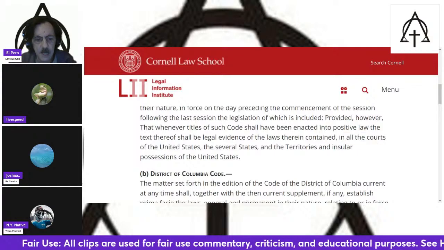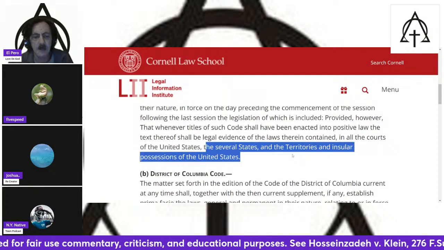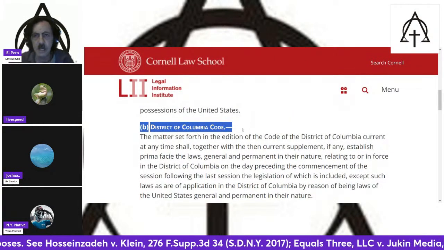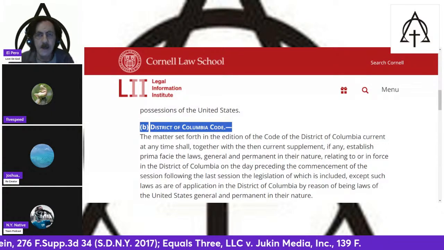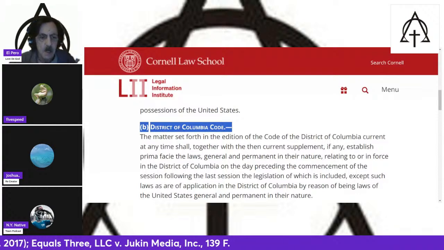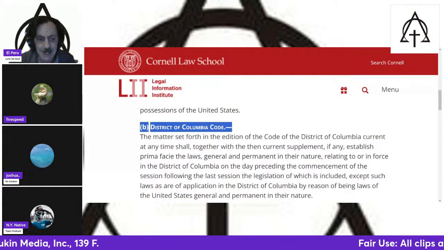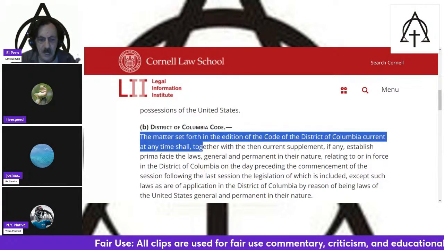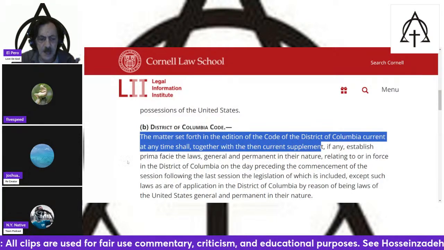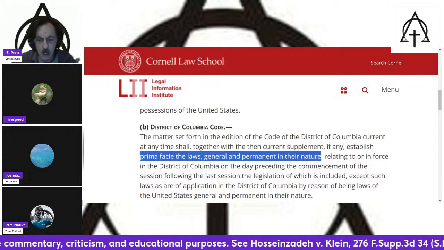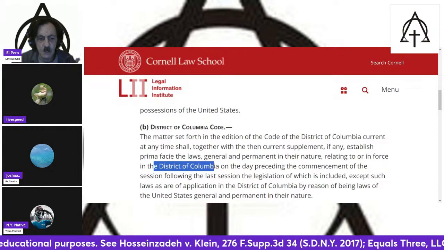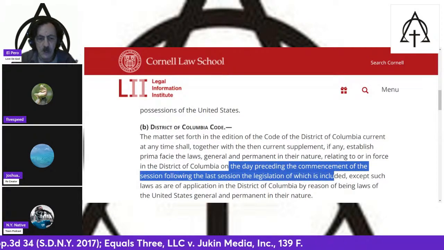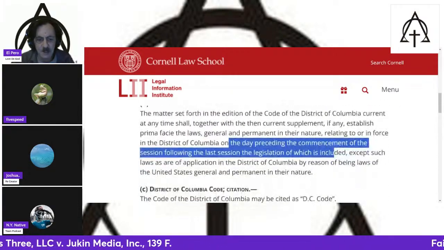In all courts of the United States, the several states and the territories of the insular possessions of the United States. District of Columbia Code. This is why I say if the UCC, Uniform Commercial Code, says that the United States is a debtor and that the United States is located in Washington, D.C., then what is Washington, D.C.? Well, the matter set forth in the edition of the Code of District of Columbia, current at any time, shall, together with the then current supplement, if any, establish prima facie laws, general and permanent in their nature, relating to or in force in the District of Columbia on the day preceding the commencement of the session following the last session of the legislation. So they're tying in that you have to notice both the United States and the District of Columbia.